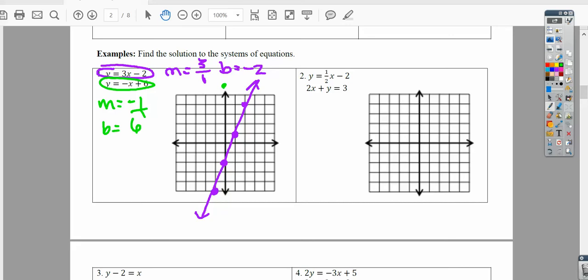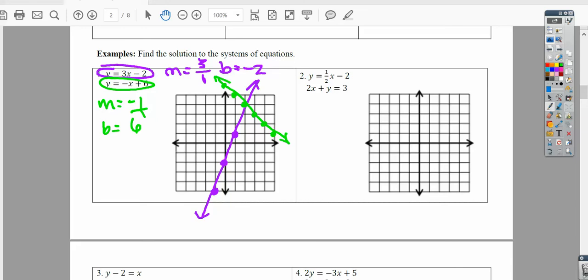Excuse me. So I'm going to go down 1, right 1 because it's negative. Down 1, right 1. Notice right here, a purple dot and a green dot just overlapped on top of each other. That means you probably did it right. Down 1, over 1, down 1, over 1, down 1, over 1. And I'm going to connect my dots.